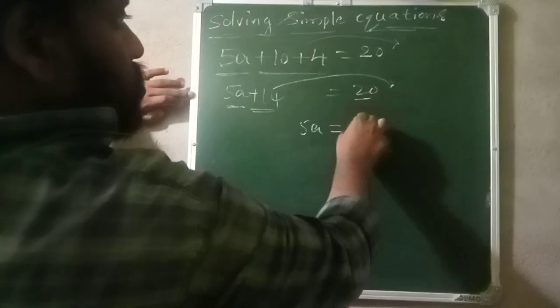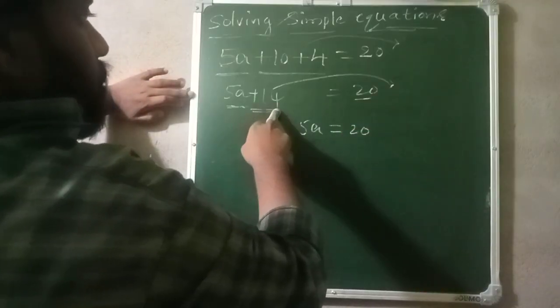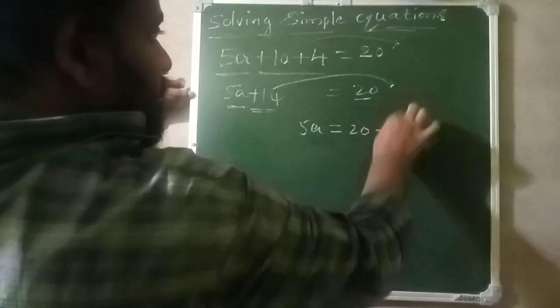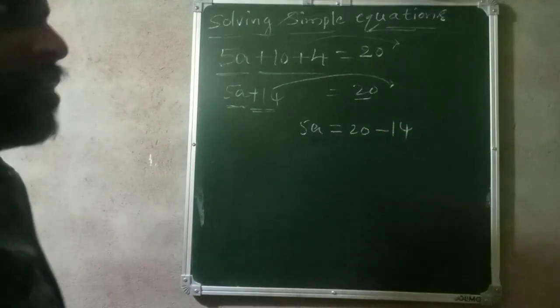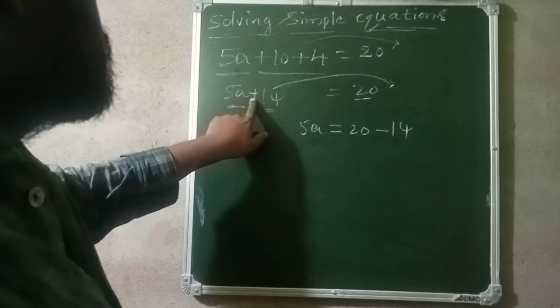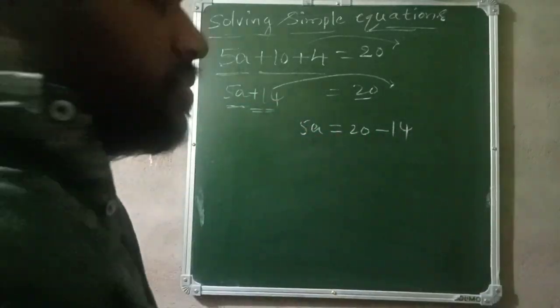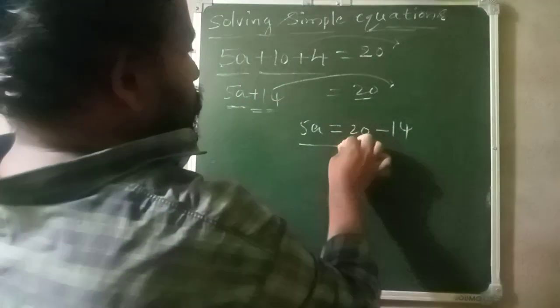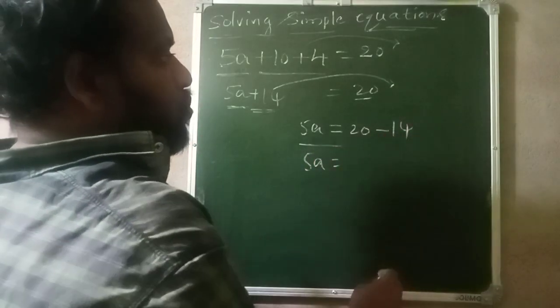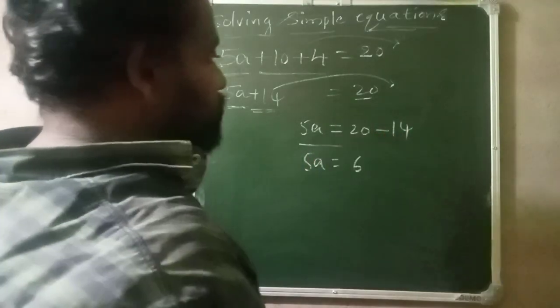Before moving, write this 20. When plus 14 is moved to this side, it becomes minus 14. That means 14 is the same, the plus changes to minus. So in the next step, write 5a is equal to, 20 minus 14, we get 6.